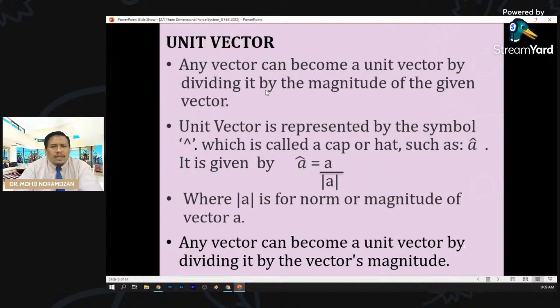So a unit vector is represented by the symbol here, which is called a cap or hat, such as A hat, and it is given by A hat equals A divided by the magnitude of A, where the magnitude of A is the norm of vector A. Any vector can become a unit vector by dividing it by the vector magnitude.